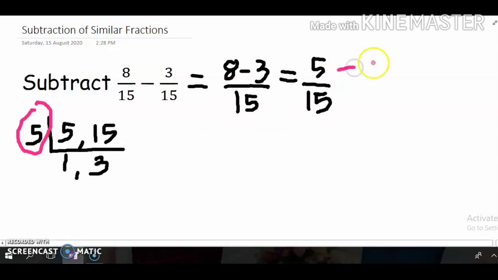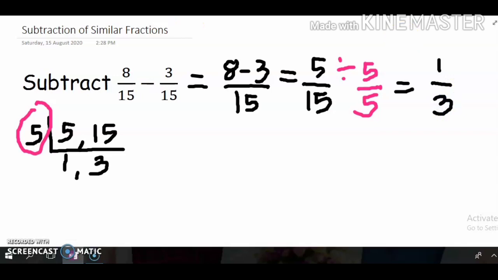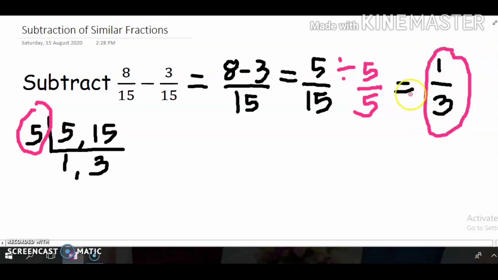So, we will divide the numerator and the denominator by 5 to get the lowest term. So, the answer now will be 1 over 3. So, this is now the simplified answer. 1 over 3. So, ganyan ang pagsasubtract and pag-a-add ng similar fractions.